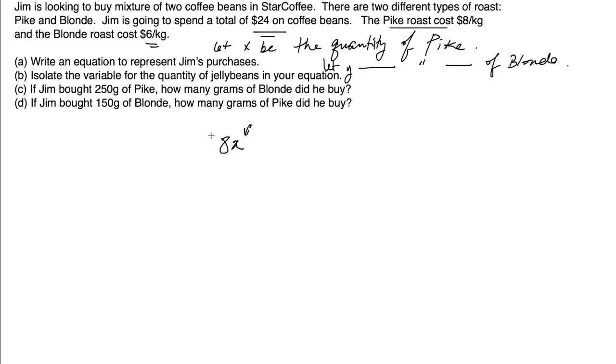This is the weight. This is the cost per kilogram. So this is the total cost of the Pike roast. Similarly, it's going to be 6y, and this is the amount of money that Jim's going to be spending. Okay, and they're telling us he's going to spend $24. Okay, so that's a setup for A.